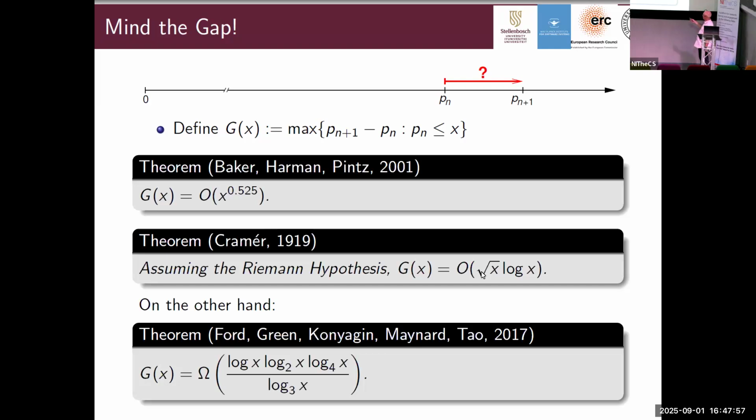But these very smart people, you see in that list, there are 2 Fields medalists, Maynard and Tao. They prove that infinitely often the gap between consecutive primes is slightly bigger than the logarithm of x. It's the logarithm of x times something else that tends to infinity, which is the double log multiplied by the quadruple log divided by the triple log.